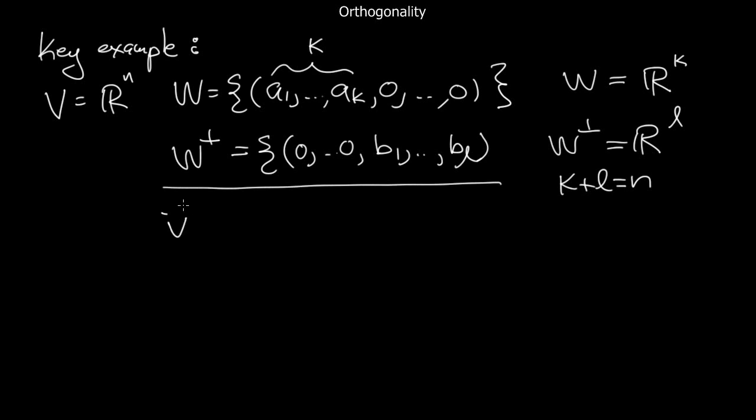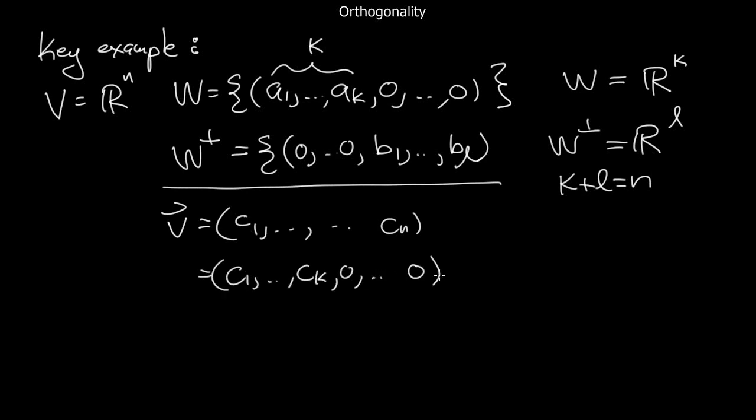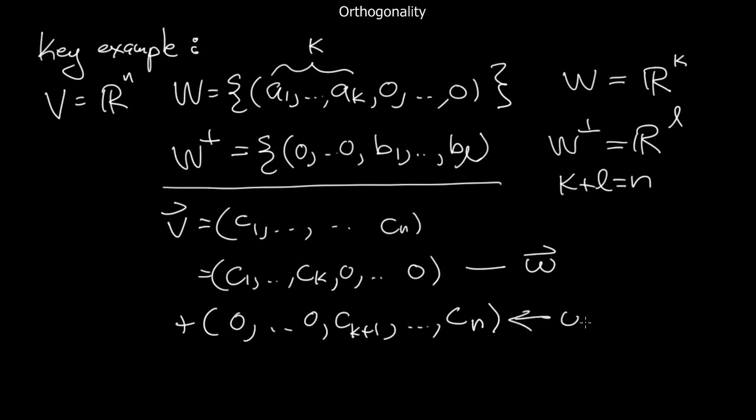And so you see that any vector, let me write it as c1 up to cn, can be written as, well, you just pick out the first k coordinates and then put in some zeros, and then you add that to a bunch of zeros and then the remaining coordinates, and you've written this vector as a vector in W plus another vector in W perp, and you see that the dimensions add up as I said.